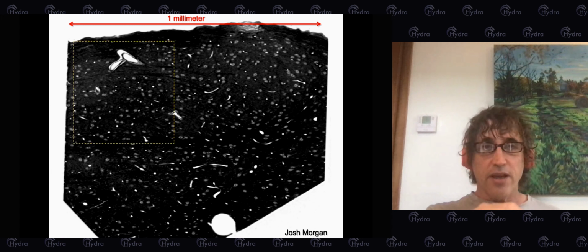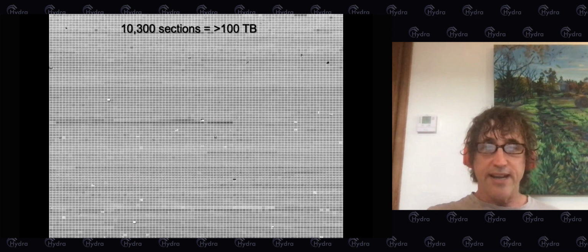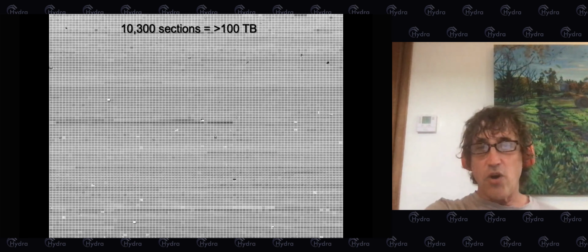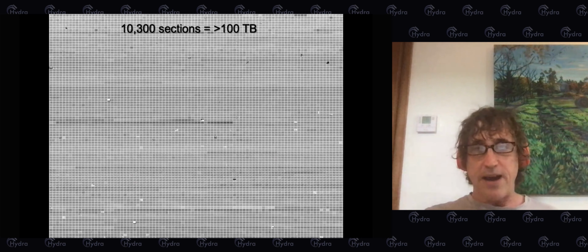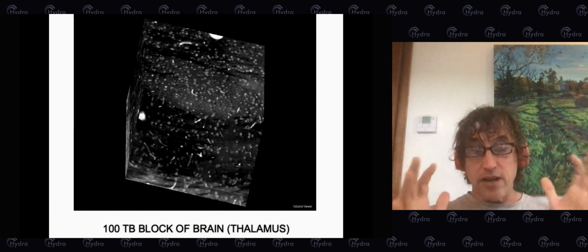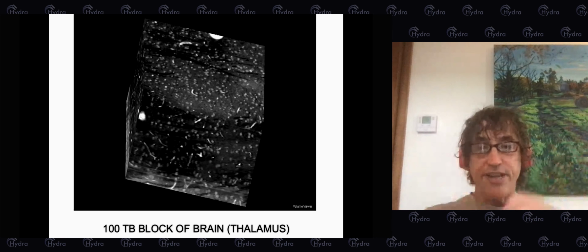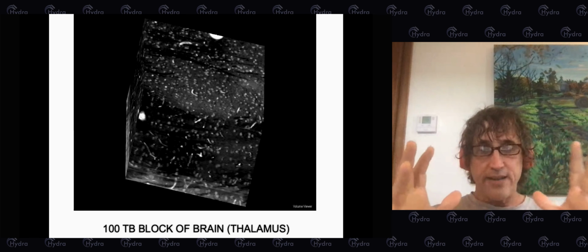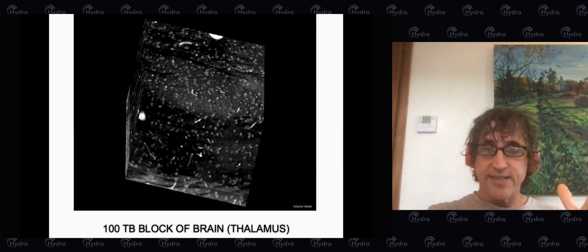And then, if you look at a region like this, and you take a whole piece of mouse brain and you slice it up, you get 10,000 little pieces like that, each slice being a slice through this brain. And if you took these 10,000 pieces and put them together, you'd get a block of brain about 100 terabytes in size. Okay, so a 100 terabyte block of brain, in this case thalamus.